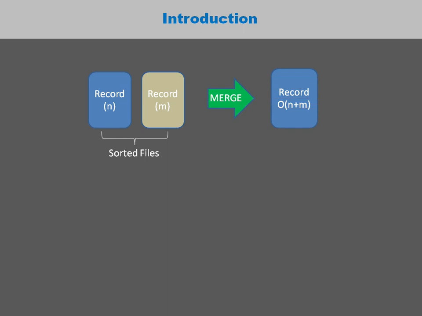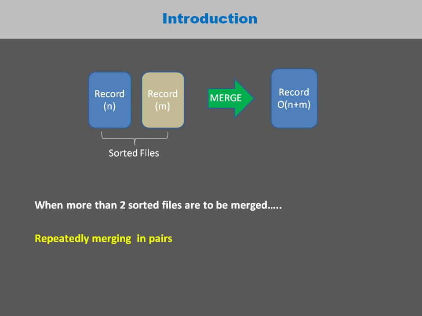So when we merge these two files containing n records and m records, the desired file will contain n plus m records, and the time required to execute this task will be big O of n plus m. When more than two sorted files are to be merged together, the merge operation is executed by repeatedly merging the sorted files in pairs.